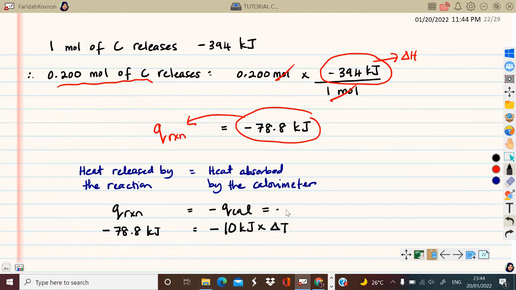Ini kan sama dengan apa? Negative heat capacity of calorimeter times delta T kan? So bila you kira, therefore you will get the final answer is 7.88 degrees Celsius. No more negative left. Kalau you tengok dah cancel out kat sini. So that is the answer for question number 2. Number 1 for third hour, right? We will continue the discussion with question number 2, non-face-to-face third hour, alright?